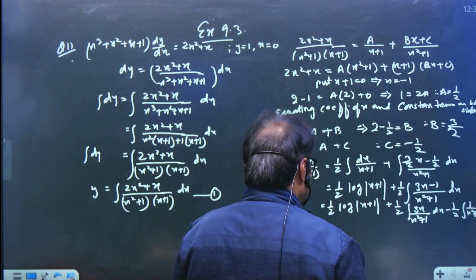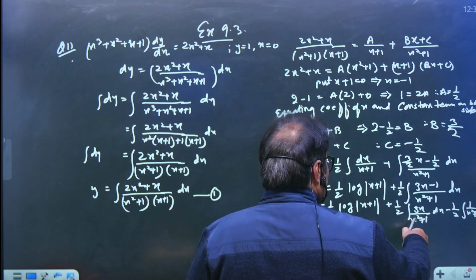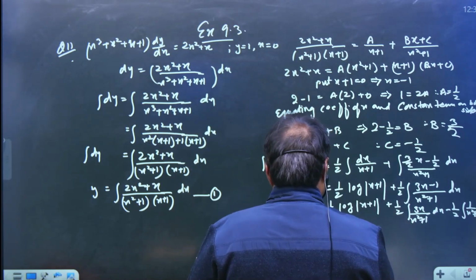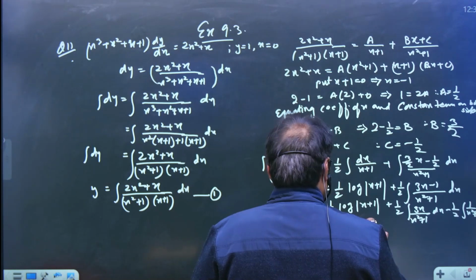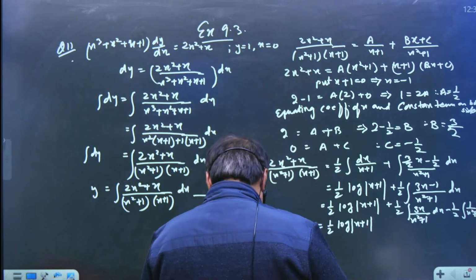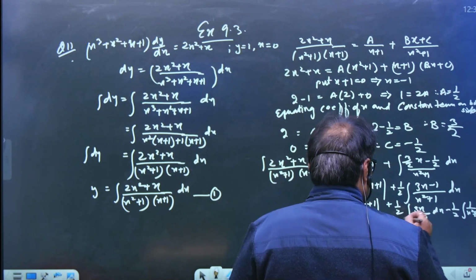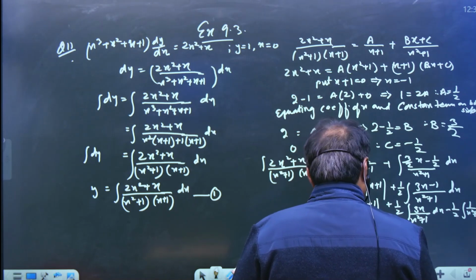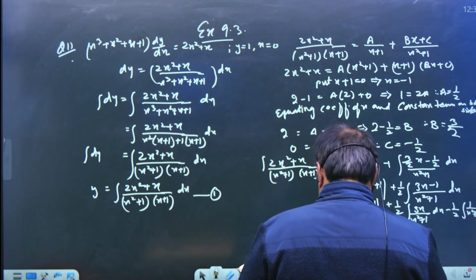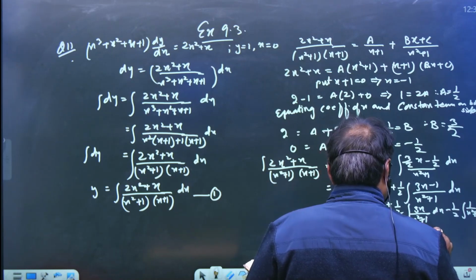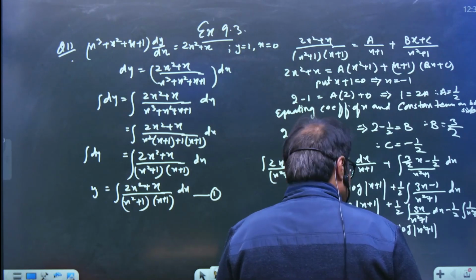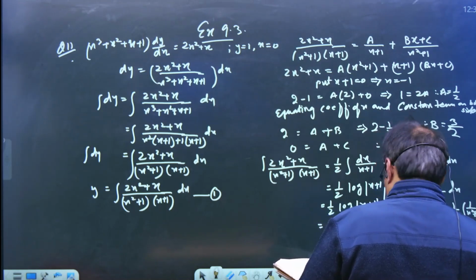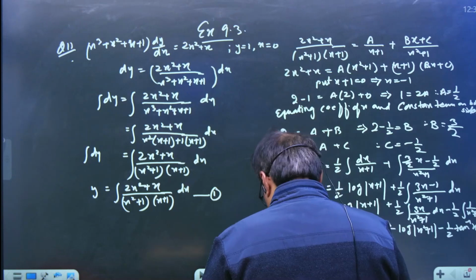And now the substitution method. Put x square plus 1 as t, you will get 2x dx equals dt. So x dx is equal to dt by 2. So 1 by 2 log modulus of x plus 1, and then it will be t by 2, it should be 3 by 4 log modulus of x square plus 1, minus 1 by 2 tan inverse x plus c.